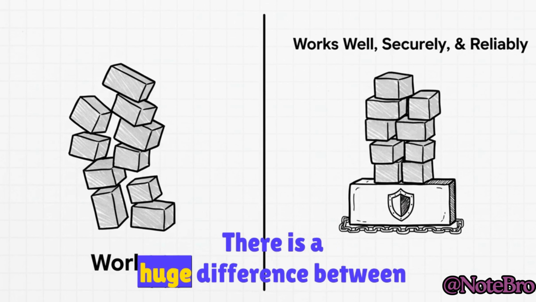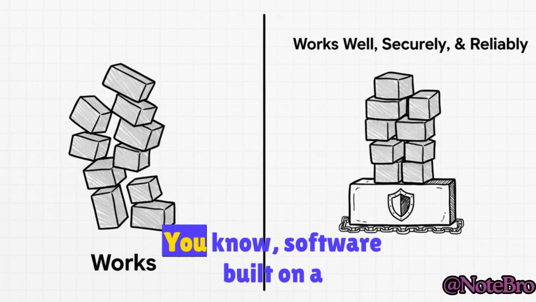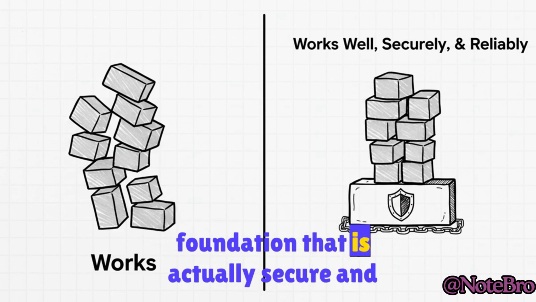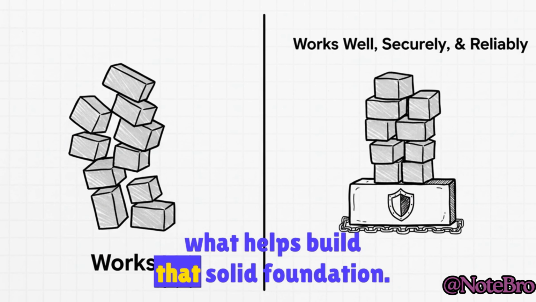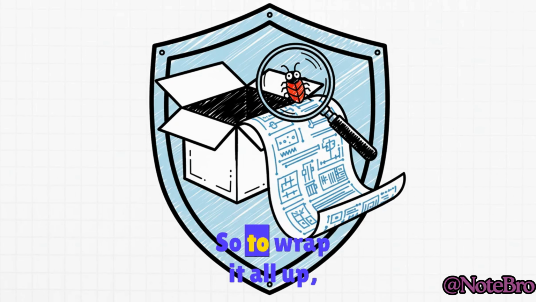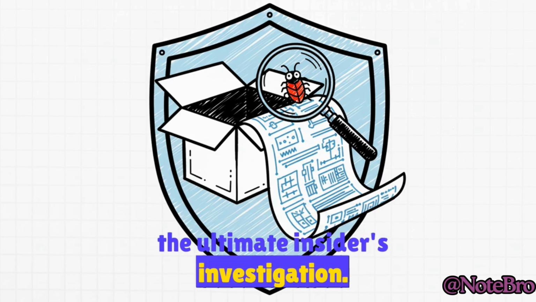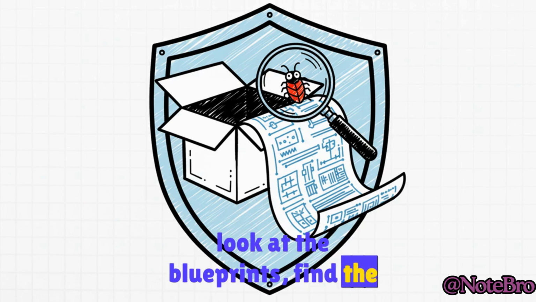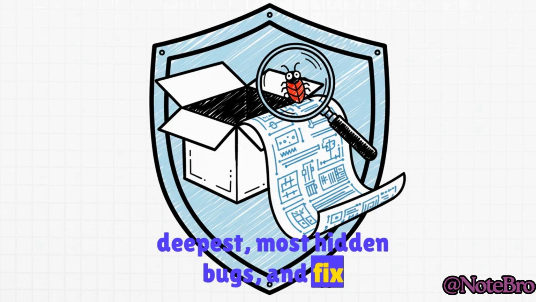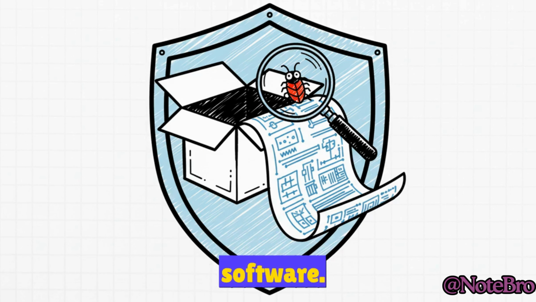At the end of the day, that's what it's all about. There's a huge difference between software that just kind of works and software that works well. Software built on a foundation that's actually secure and reliable. And white box testing is what helps build that solid foundation. So, to wrap it all up, think of white box testing as the ultimate insider's investigation. It gives developers the power to look at the blueprints, find the deepest, most hidden bugs, and fix them. And the result for all of us is simply safer, more stable software.